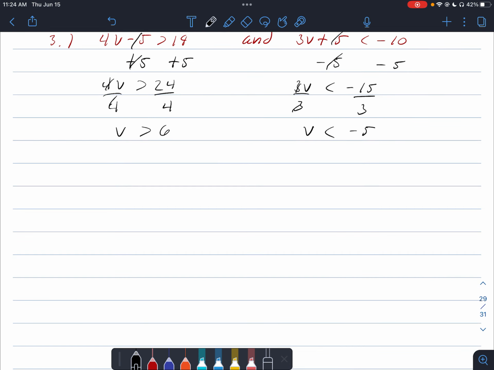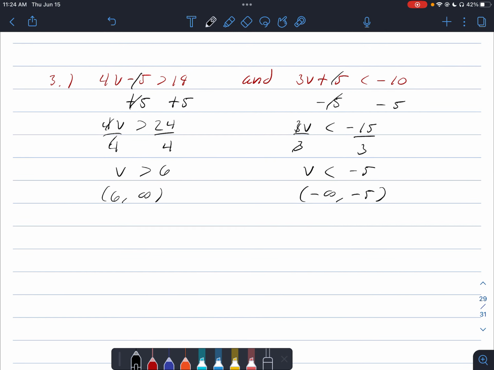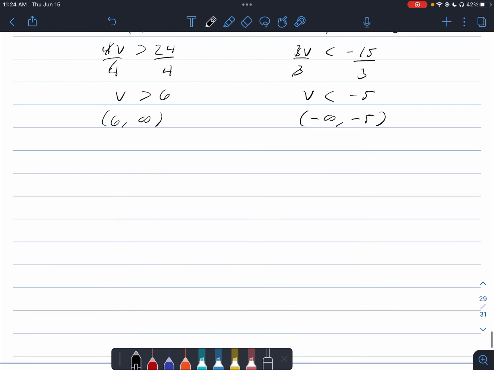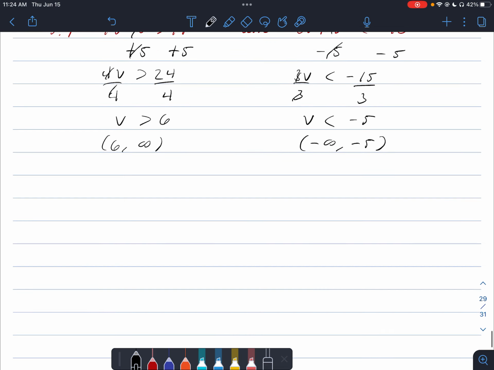So we have 6 to infinity, and then here we have -infinity to -5. Now, anytime you have a situation where you see the word "and," it can be very helpful to graph these on a number line. And then what I do is I just see where the overlap is, and that's going to be your answer. Okay, so let's do that now.